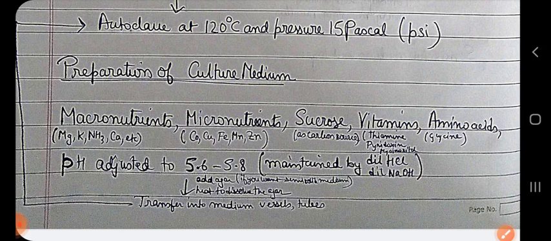inoculate the explants actually. And finally, together with the instruments, we have to autoclave them at 120 degrees Celsius with a pressure of 15 Pascal for 20 minutes.